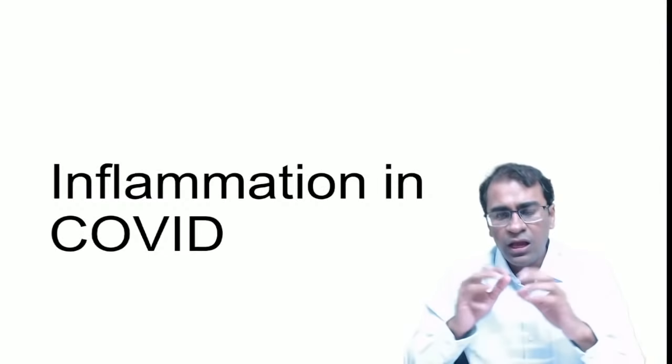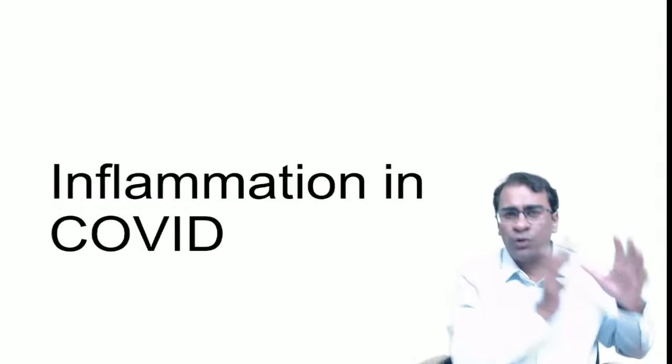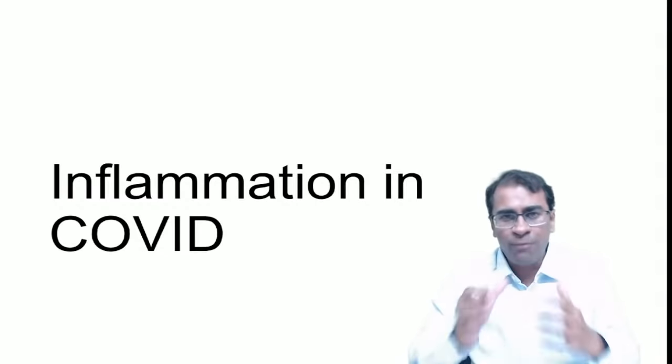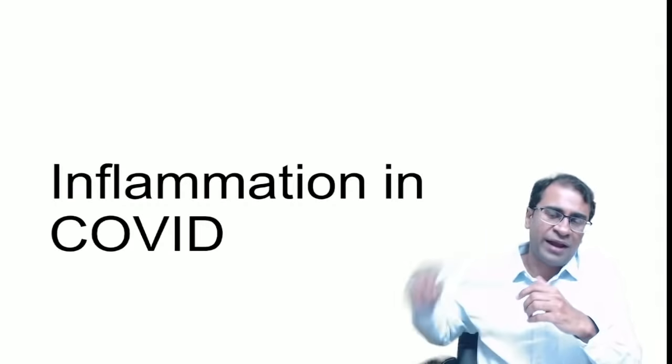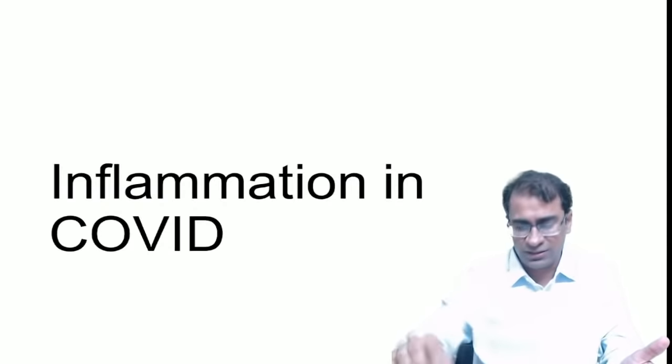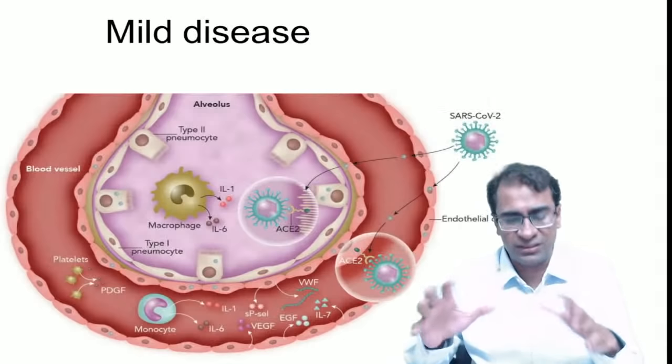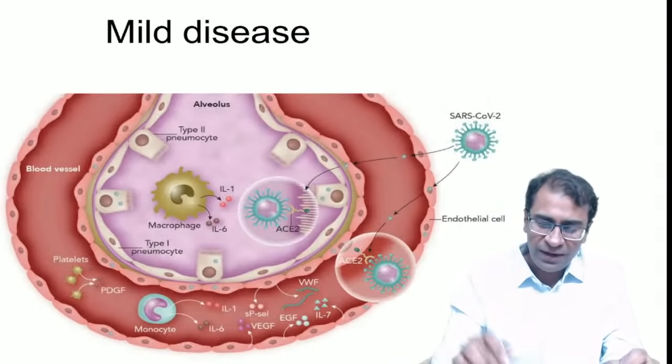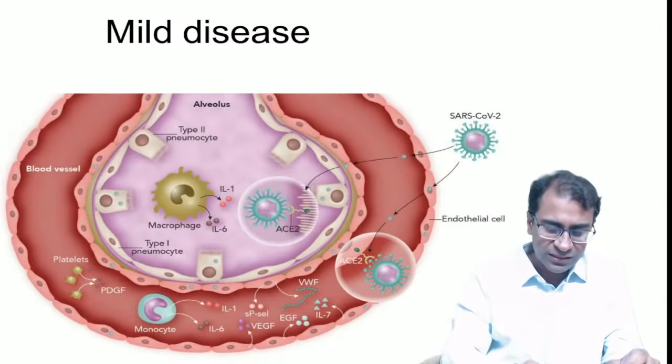Well, let's talk about why we have come together today. We have come to understand the inflammation in COVID-19, how it occurs, and why the markers increase. So let me talk about the mild disease. What happens in a mild disease?